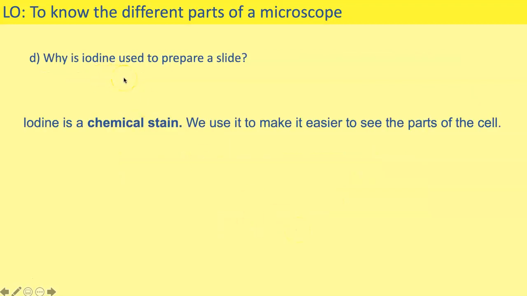Iodine is important because it is a chemical stain. Okay, we use it to stain different parts of the cell to make it easier to see them.